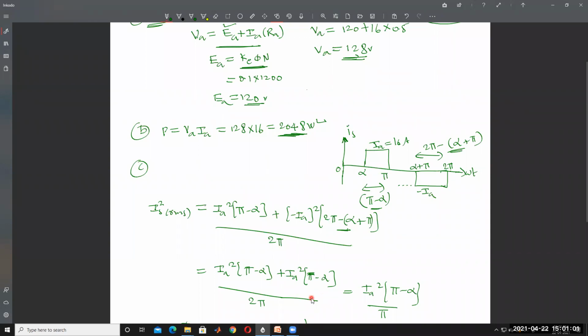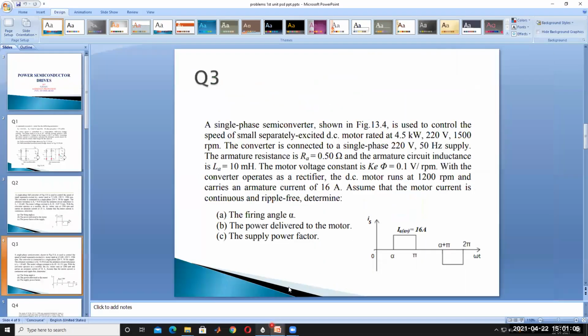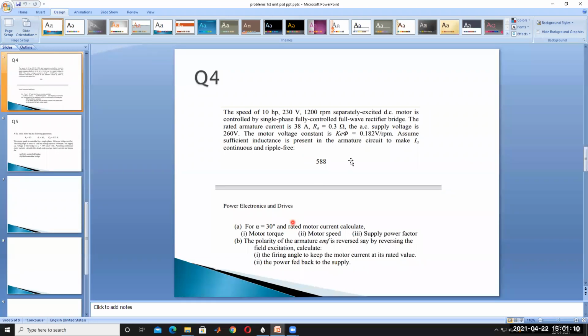Okay, this is the one problem, and all of you understood, I think. The remaining problems, the 4th one and the 5th one. All of you take this 4th one.